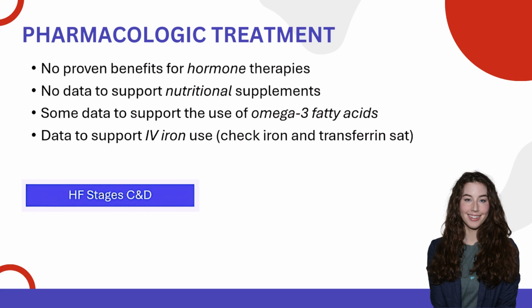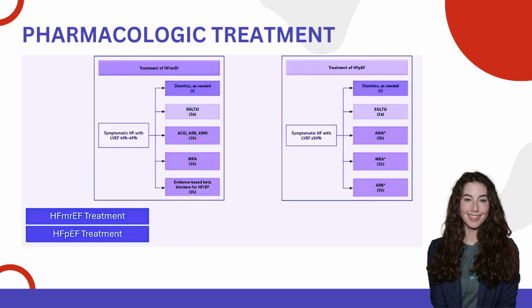So you would check iron levels and transferrin saturation. So this one does have a mortality benefit. Iron deficiency also leads to very similar symptoms to heart failure, like fatigue, dyspnea, reduced exercise tolerance, and muscle weakness. So iron is useful to check.